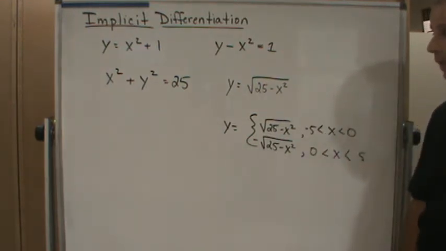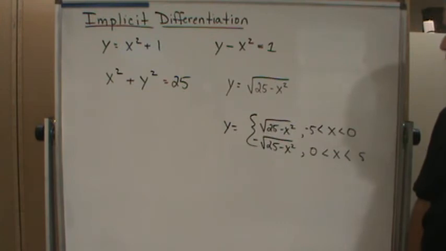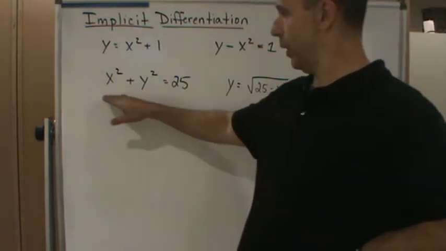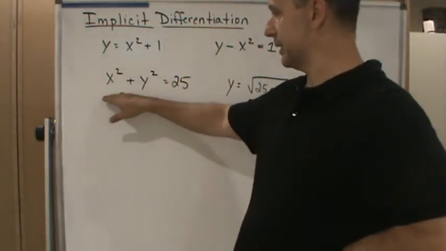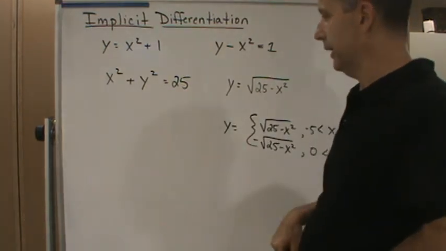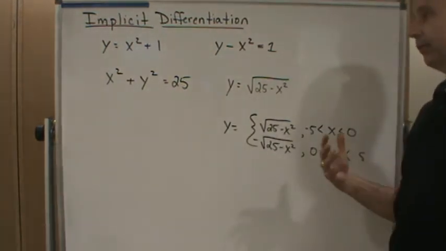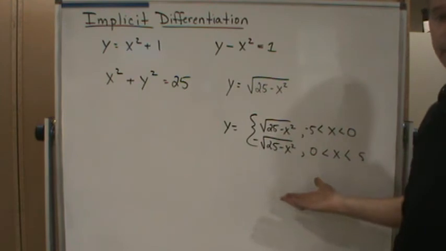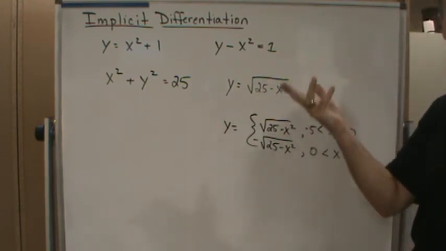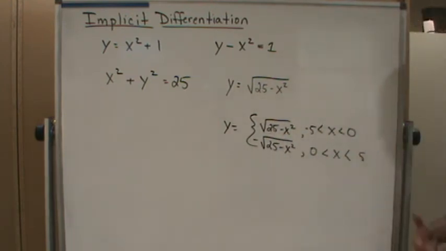Okay? When it's written like this, it's implicitly defining a function. Implicitly meaning we don't know what function it might be, but it represents some function of x. Okay, so now, how do we handle this?